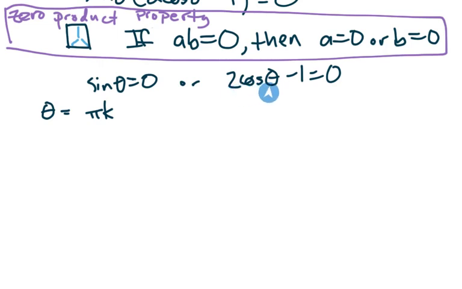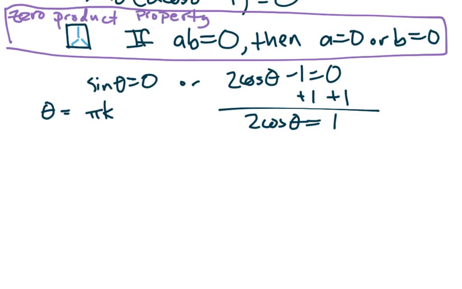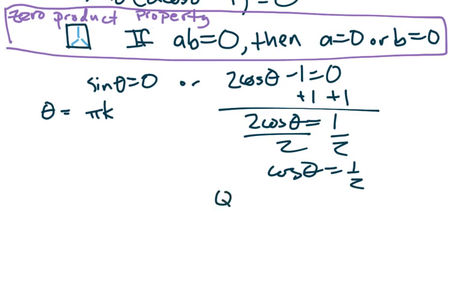2 cosine theta minus 1 equals 0 means we're going to solve for the trigonometric expression. We're going to add 1 to both sides. We're going to divide both sides by 2. And we're going to get cosine theta equals 1/2. And this happens in 2 quadrants. Cosine is positive in quadrant 1 and positive in quadrant 4.